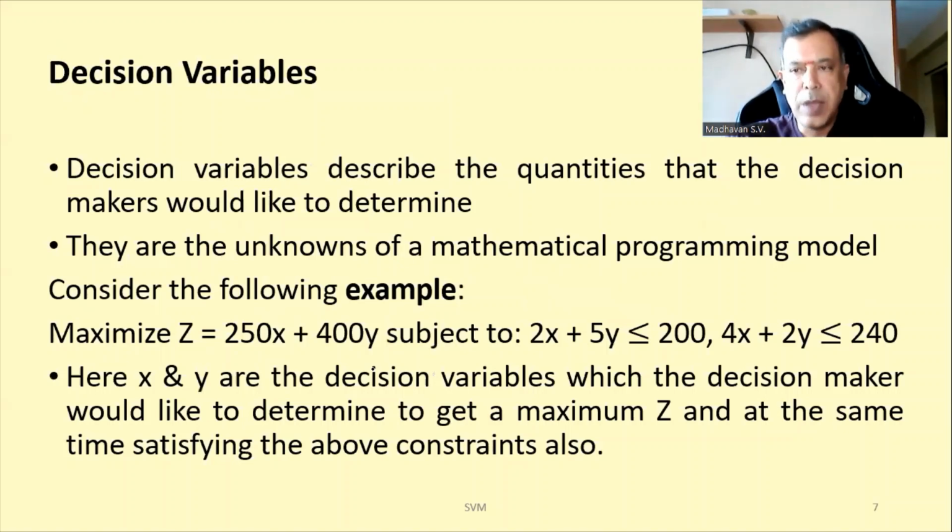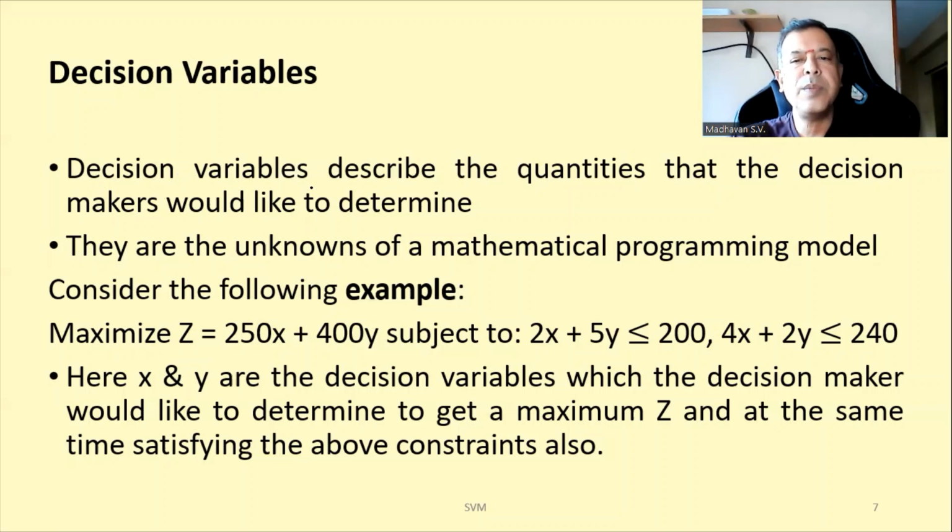In a linear programming problem, which we study in operations research, you have an objective function like this: maximize z, which is equal to 250x plus 400y. And then you have constraints: subject to 2x plus 5y less than or equal to 200, 4x plus 2y less than or equal to 240. So these two are considered to be constraints. Considering these constraints, we are trying to maximize our objective, that is, maximizing this z.